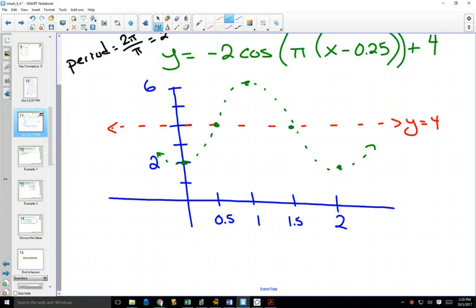And in the final graph, we need to move this one 0.25 to the right. Notice that 0.25 isn't marked on here, so we have to figure out where 0.25 is. That's going to be halfway between 0 and 0.5. And we need to move all of our points that much to the right. And there we have our graph.